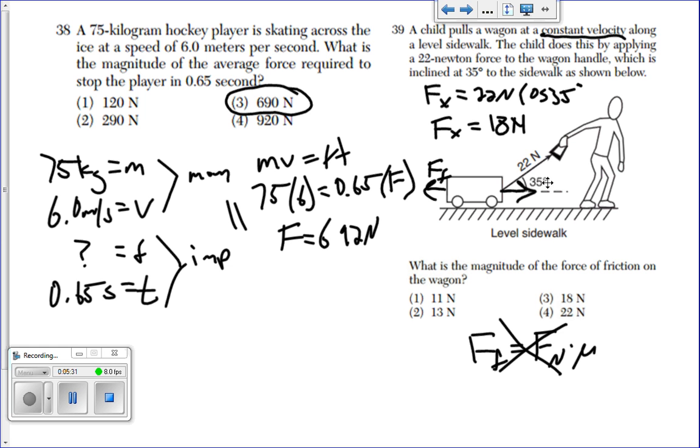So if we have 18 newtons here, we must also have 18 newtons here. If you're at constant velocity, that means your forces need to be in equilibrium. They have to be equal and opposite, so a net force of 0. So if 18 is this way, you have friction of 18 the other way.